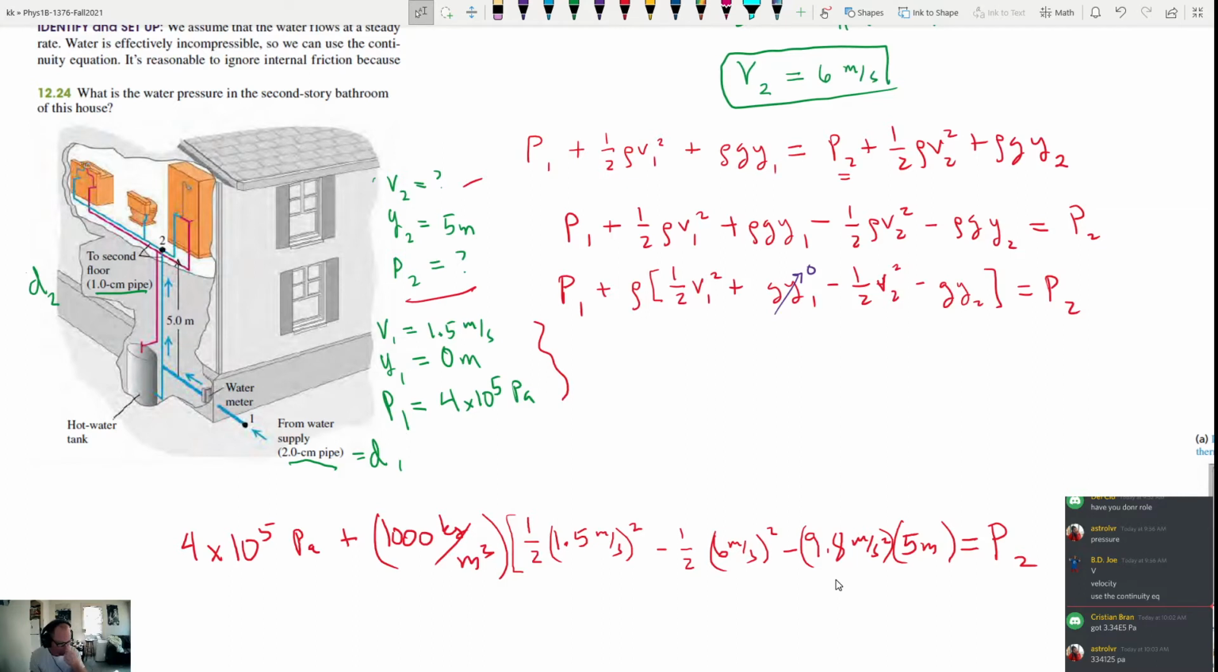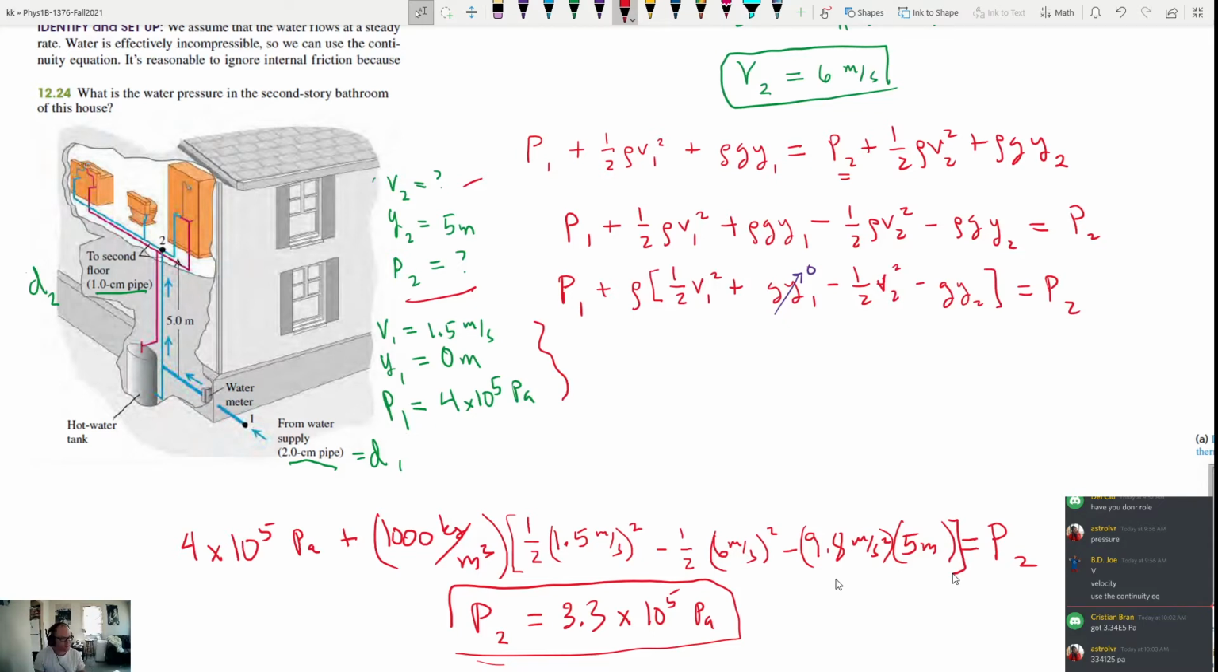Okay, you all seem to agree. That seems reasonable. It's less than the pressure at the bottom, which is also reasonable. Does anyone disagree that you get pressure at point 2 is equal to, I'll just call it 3.3 times 10 to the 5th? Sounds right to me. Seems like a reasonable number. Sorry, I have to put a close bracket on there.